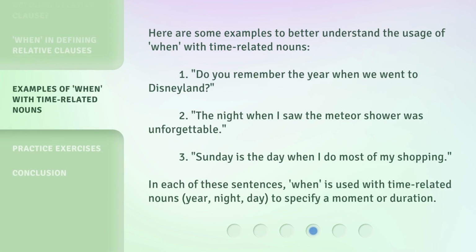Here are some examples to better understand the usage of when with time-related nouns. 1. Do you remember the year when we went to Disneyland? 2. The night when I saw the meteor shower was unforgettable. 3. Sunday is the day when I do most of my shopping. In each of these sentences, when is used with time-related nouns, year, night, day, to specify a moment or duration.